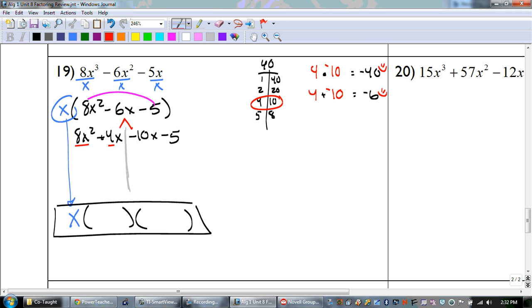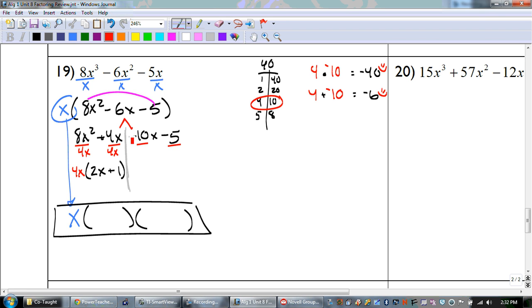Okay, so the GCF of the first group, I can take out a 4x. The 4x comes out front. 8x squared divided by 4x is 2x, and 4x divided by 4x is 1.